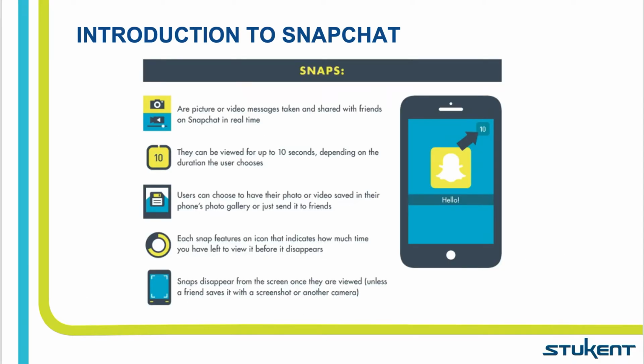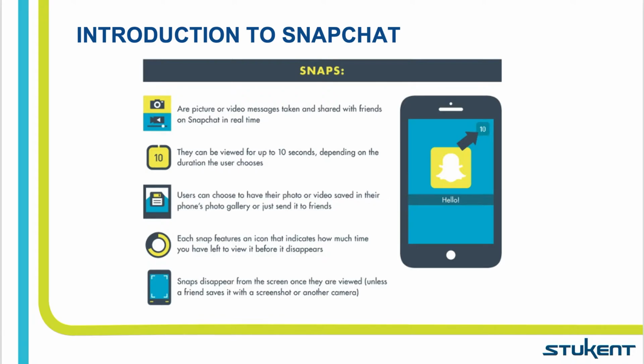So, an introduction to Snapchat. Snaps are picture or video messages taken and shared with friends on Snapchat in real time. They can be viewed for up to 10 seconds depending on the duration the user chooses. Users can choose to have their photos or videos saved in their phone's photo gallery or just sent to friends. Each snap features an icon that indicates how much time you have left to view it before it disappears. Snaps disappear from the screen once they are viewed unless a friend saves it with a screenshot or another camera.